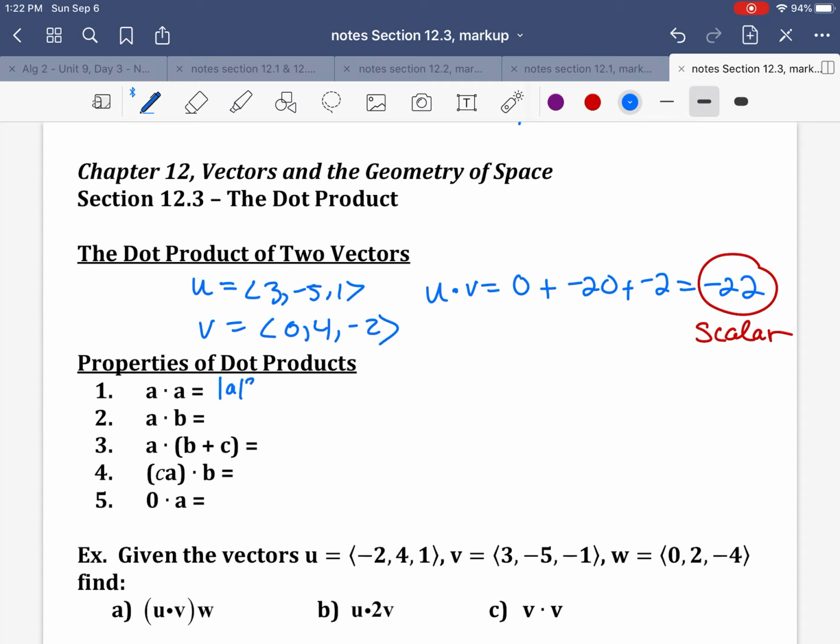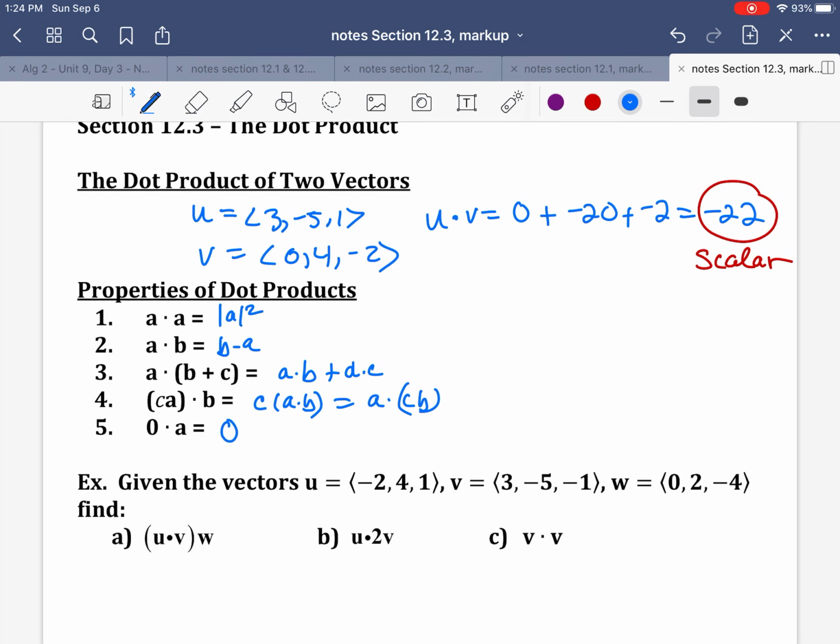If you have a dot a, that is the magnitude of a squared. We'll talk about that later. A dot b is the same as b dot a. Here there's the distributive property, so it doesn't matter if you do a dot b and then add a dot c. And here, this is like the associative property, that c can be moved anywhere. So you could do c times a dot b, or you could do a dot c and b together first, so the constant can go anywhere. And the last one, the 0 vector dotted with a vector always comes out to the 0 vector.